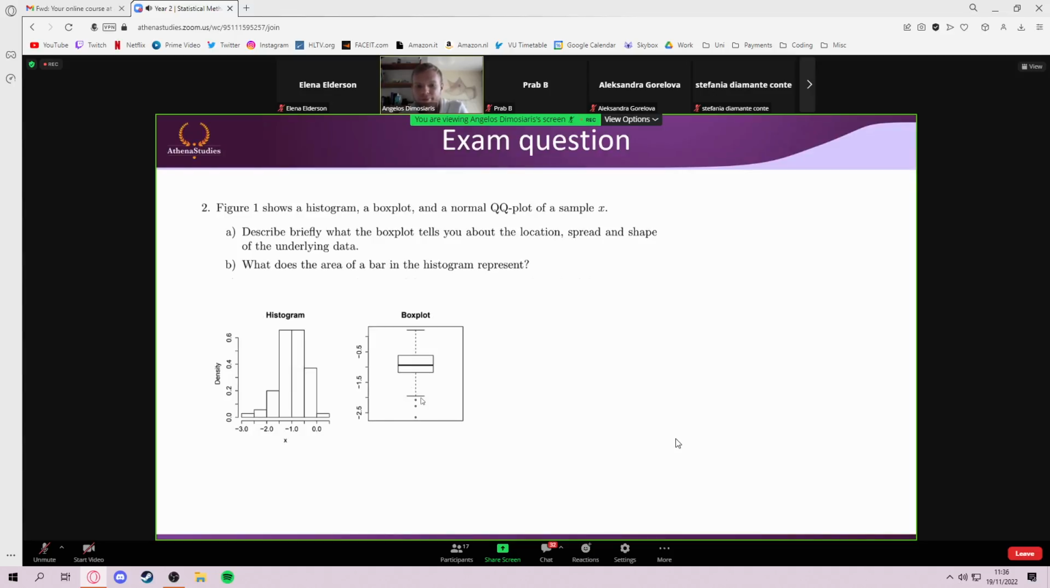Spread. Yeah. If you include the outliers, it is from -3 to plus something. It will be 0.1, 0.2, I don't know. And the shape, how does this thing look to you?